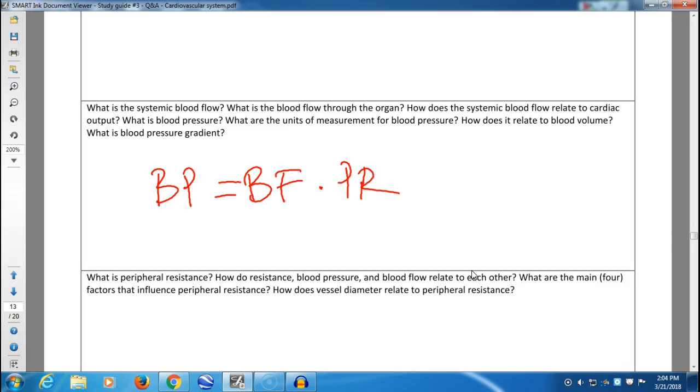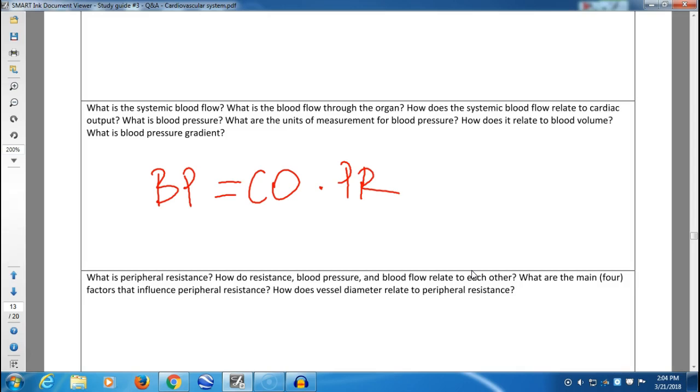Does that make sense? Can you see the equation? And since we're talking about systemic blood pressure, what can we substitute blood flow with? Cardiac output. So this is how you regulate blood pressure: increase or decrease cardiac output, increase or decrease peripheral resistance. Okay? Blood volume, how does it relate to blood pressure? Higher blood volume, higher blood pressure. Blood flows from high pressure to low pressure. Remember, it's a gradient.